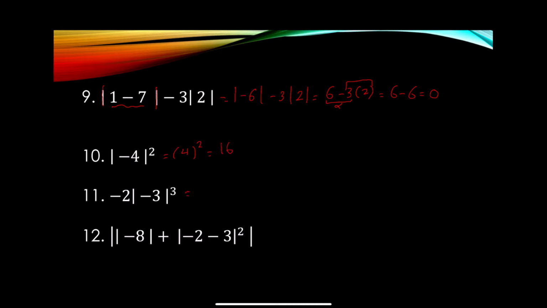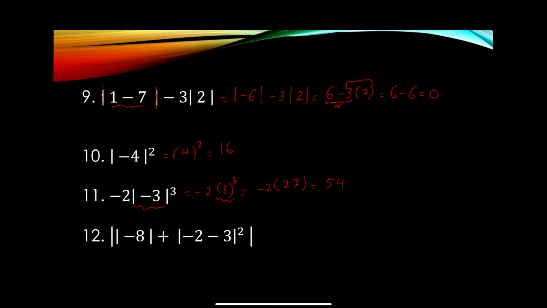Example number 11. Negative 2 times the absolute value of negative 3 cubed. I'll keep the negative 2. What is inside the absolute value is negative 3. And the absolute value of negative 3 is equal to 3. And then cubed. If you have a multiplication and exponent, according to the order of operation, do the exponent. So it's negative 2 times 3 cubed, which means 3 times 3 times 3, equal to 27. Negative 2 times 27 is equal to negative 54.